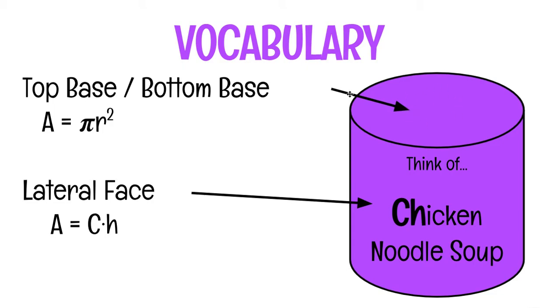The 2 circles, we call those the top base and the bottom base, and they are the same size. To find the area of the circle, we use the area formula, so pi times radius squared. For the lateral face here, we're going to do circumference times height.